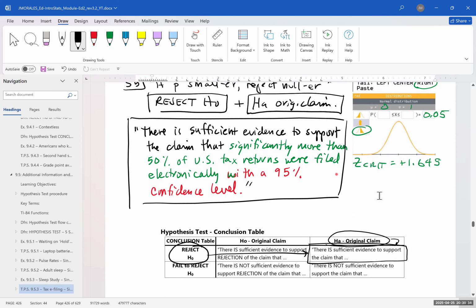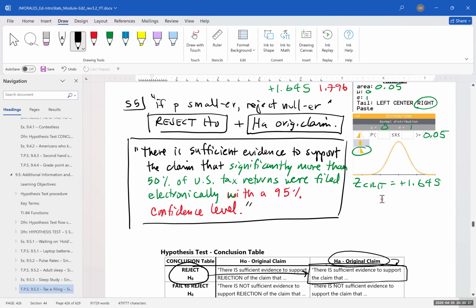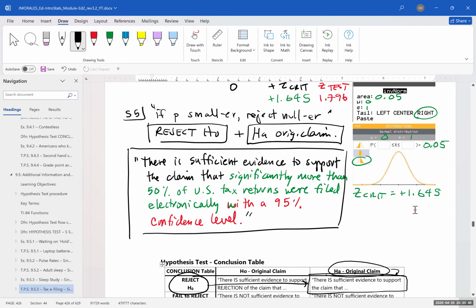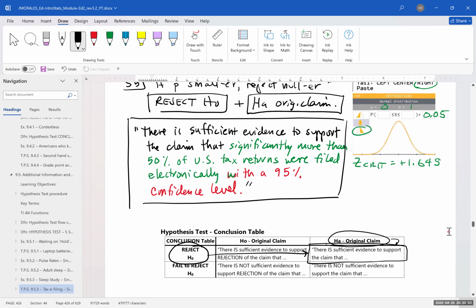So, this is another example of the third type of hypothesis test that we have in chapter 9, worked out all the way from beginning to end. Let me know if you have any questions.